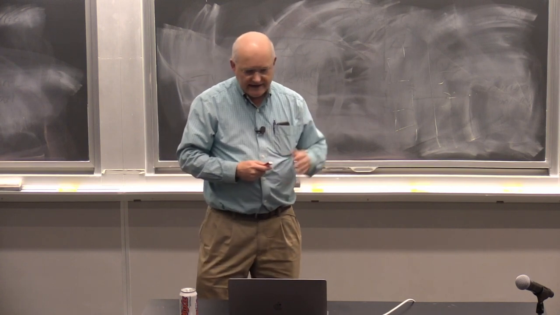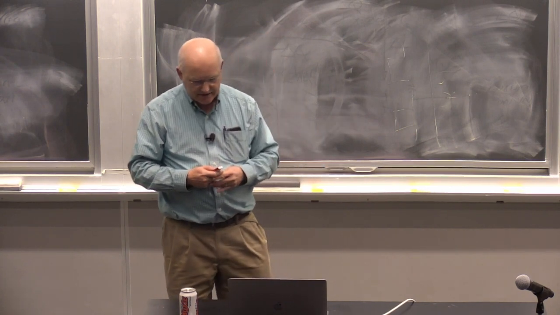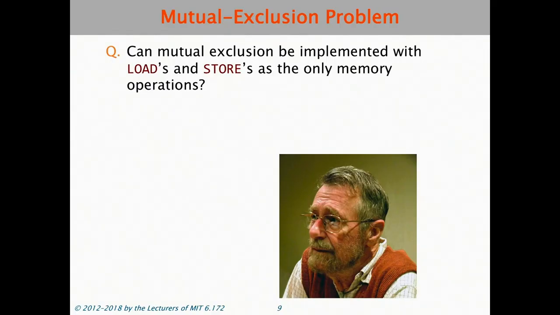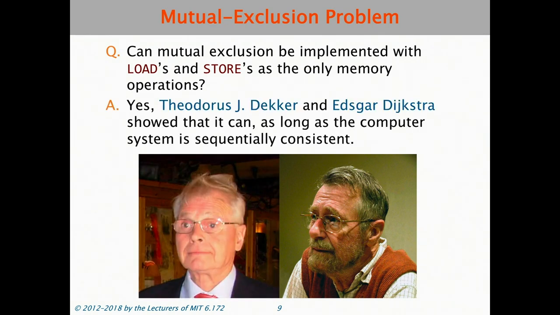So in the early days of computing, back in the 1960s, this problem of mutual exclusion came up. And the question was, can mutual exclusion be implemented with only loads and stores as the only memory operations? Or do you need one of these heavy-duty instructions that does two things and calls it atomic?